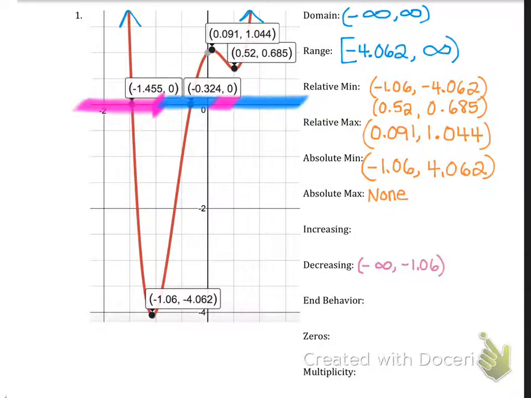Where it stops decreasing is where it starts increasing, so we are going to pick up with the same number. And it increases all the way to that relative maximum, which has an x value of 0.091. Once again, I wanted to write that in blue. So we'll just do that.